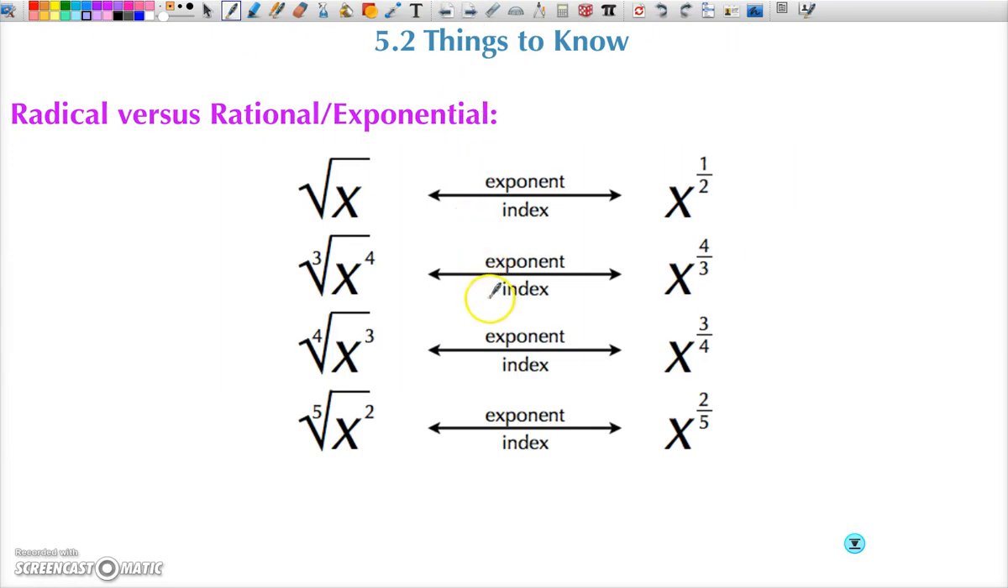So the very first thing that you need to know is the radical versus rational slash exponential. So if you have a radical, you take your exponent of your variables, which would be a 1 right here, and put it over your index. And remember, that's this little invisible 2 that goes here with a square root. So that becomes an x to the 1/2. And then something like this, you take exponent over index, so 4 over 3. This one would be 3 over 4. This would be 2 over 5. So exponent over index every time.